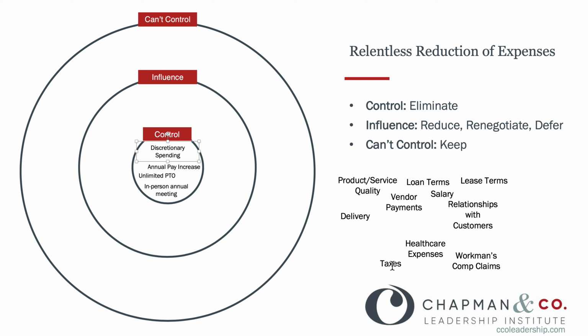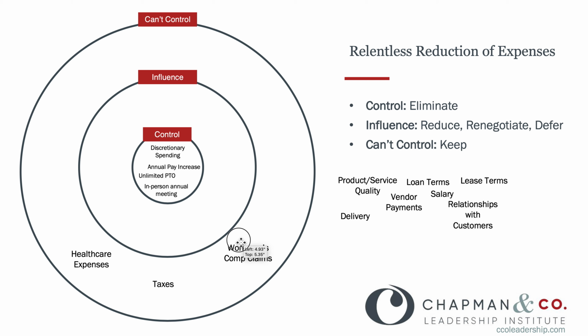Out of control, completely those things that I don't control at all. Those would be such things as taxes, perhaps my healthcare expenses, and also workman's comp claims. These are things that I have no control over. The rest of the items fit into the influence area.